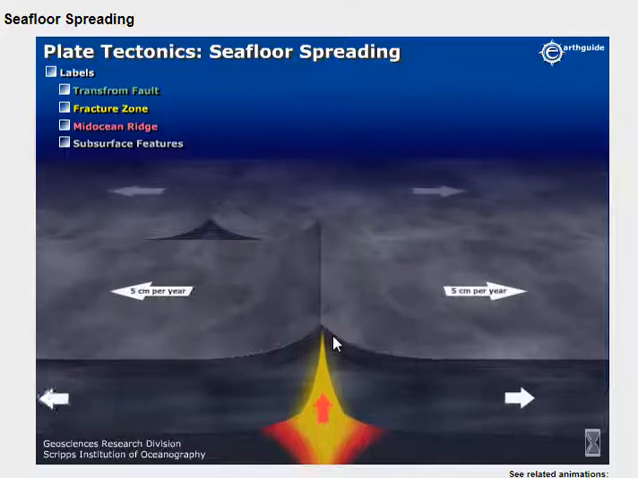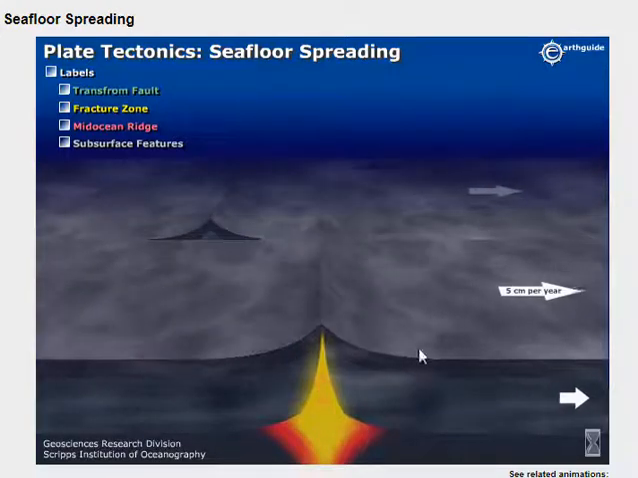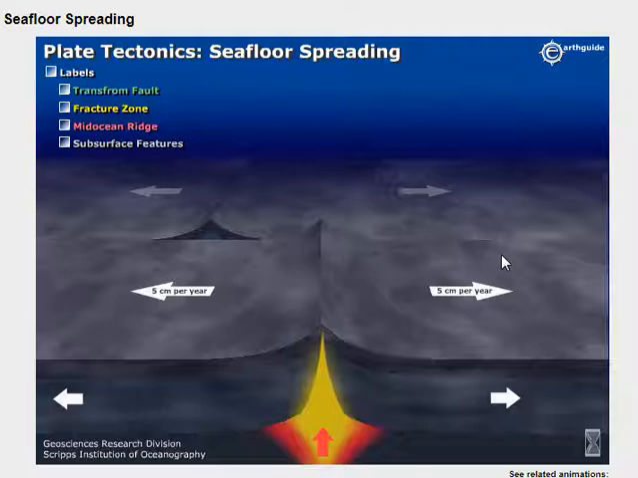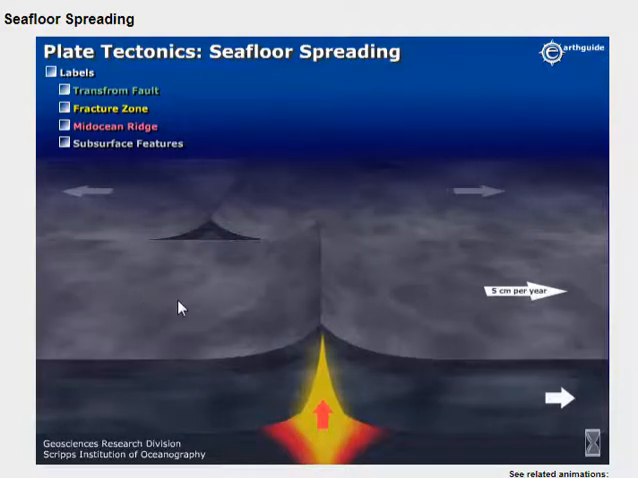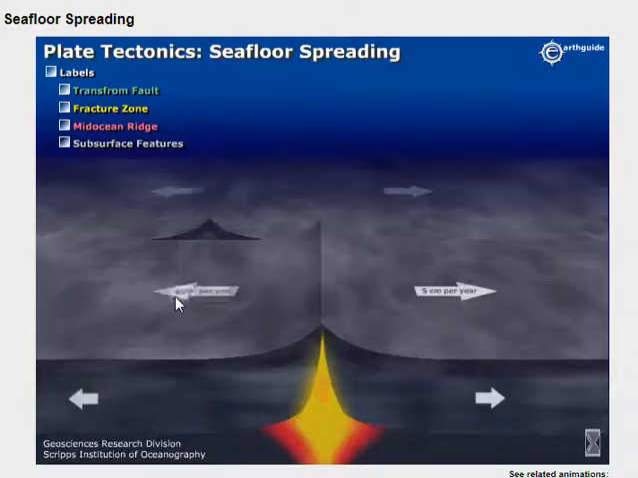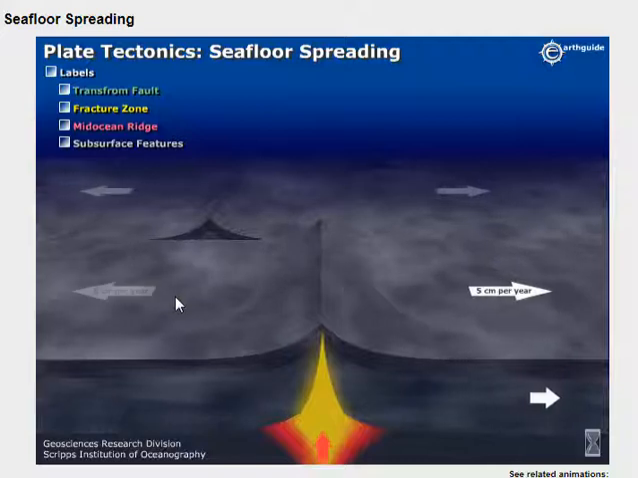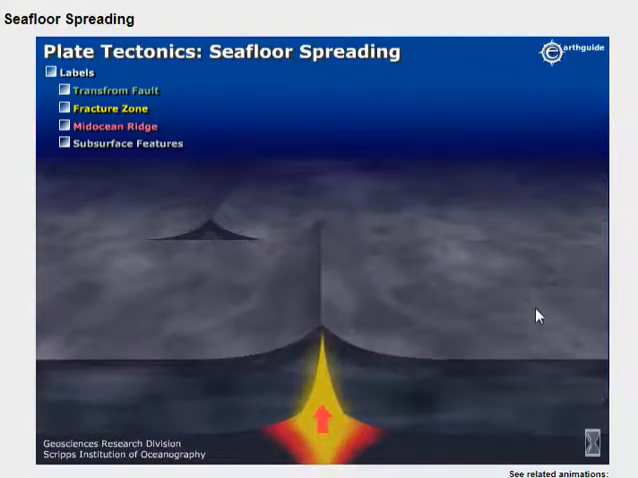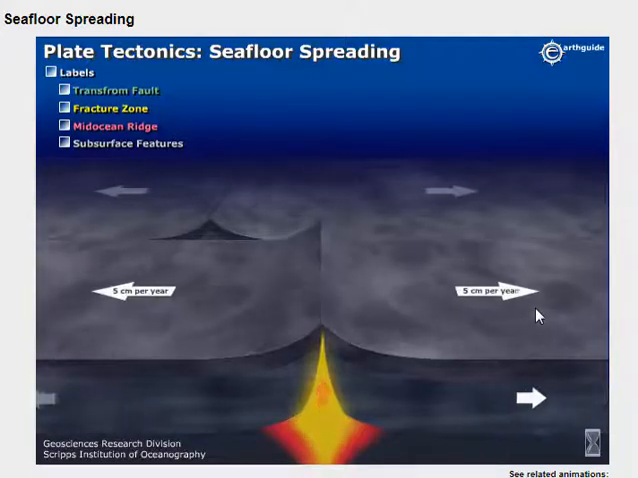And the seafloor spreading is creating two plates. So you have one plate over here, and you have the other plate over here. And they are moving apart from each other at 5 centimeters per year.